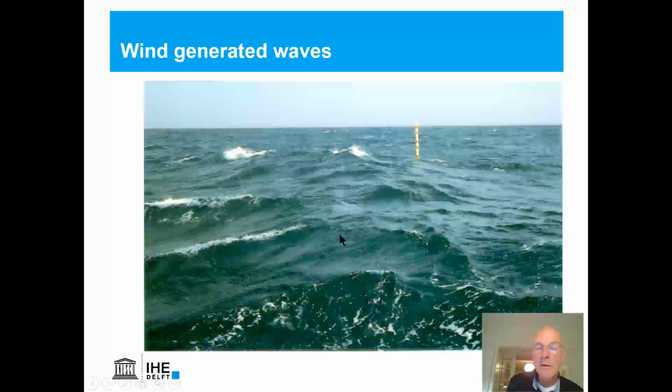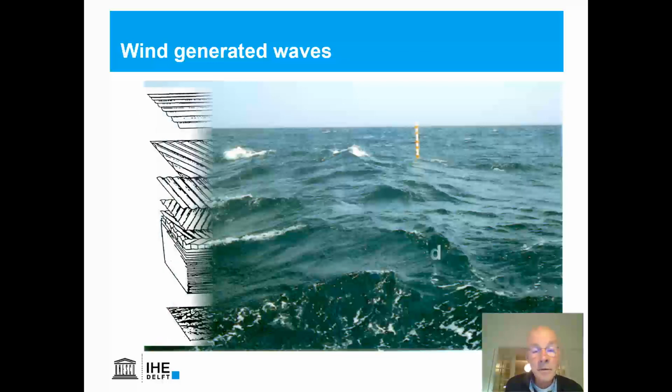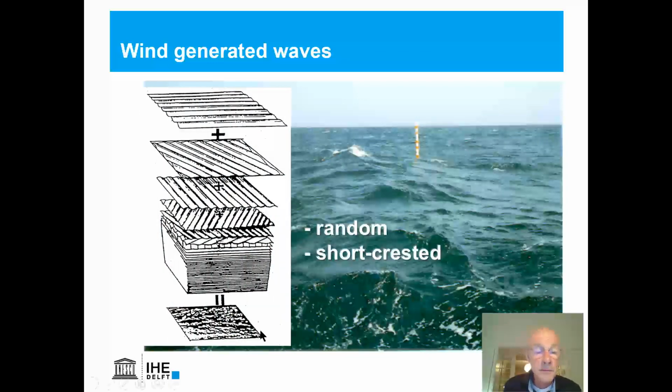Now, let's focus on the spectral wave models that describe the generation of waves and propagation over larger distances, and then gradually the dissipation of the waves as they approach the shore. Here we see a typical wave field. You see it's not a single wave direction. It's a bit messy, and you can see it as composed of many waves that travel in different directions with different heights and periods. So basically, a superposition of a number of elementary waves.